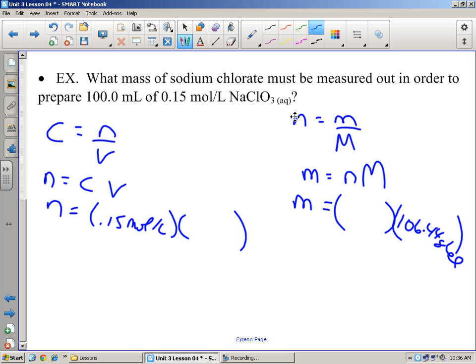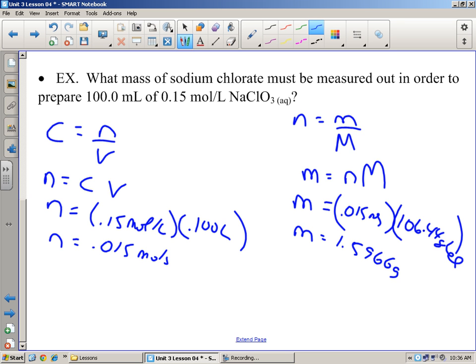100 milliliters, well, I want to make sure that's in liters. So 0.1 liters. Make sure. This formula, remember, you have to remember the units that go with this. So multiplying those two, it's 0.015 moles. Now I know n, I know the molar mass, and between those two I can figure out that this is, I actually forget here, 106.44, 1.5966, or 1.6 grams, significant digits. Two significant digits because, of course, two here.